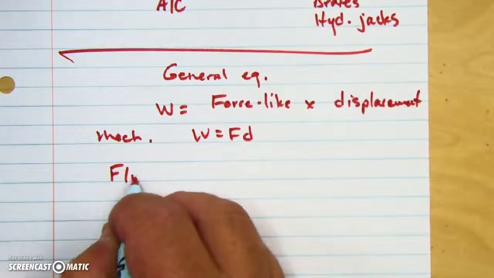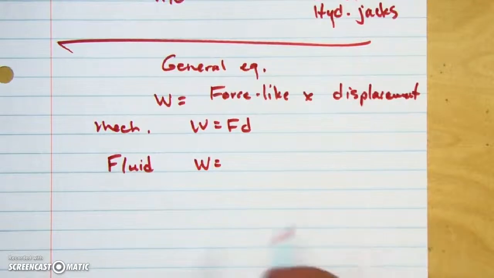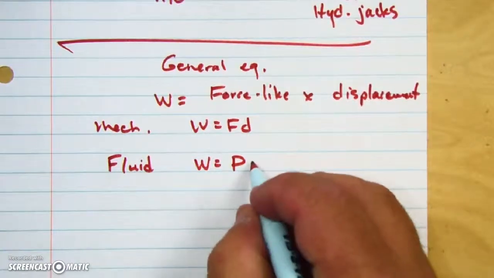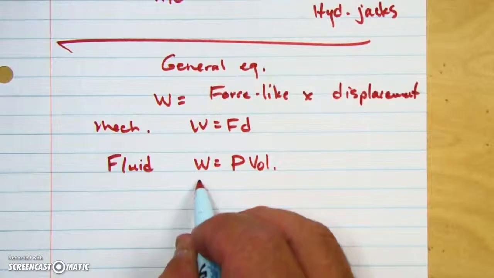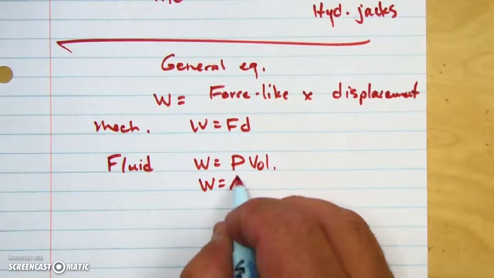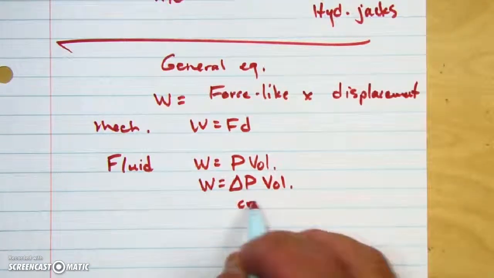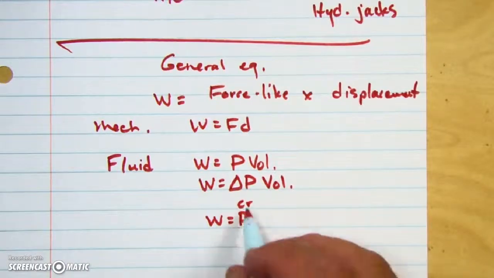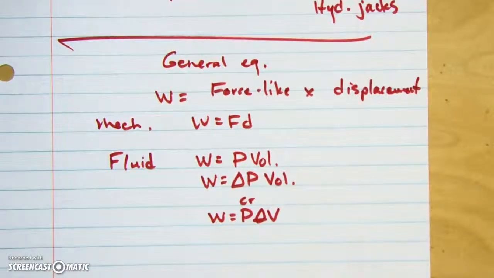In fluid work, work is going to equal the force-like quantity. The reason things happen in a fluid system is because of pressure or change in pressure, and the displacement-like quantity is going to be volume. So we usually use capital P for pressure and capital V for volume. Now, key thing to understand is there's two separate things that can happen. I can change the pressure while keeping the volume the same, or I can keep the pressure the same and change the volume of the fluid.